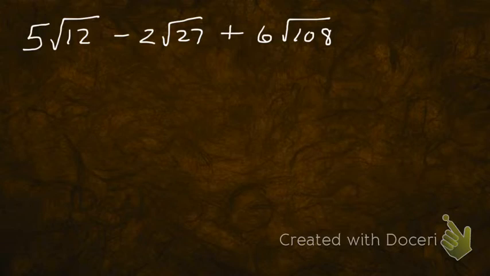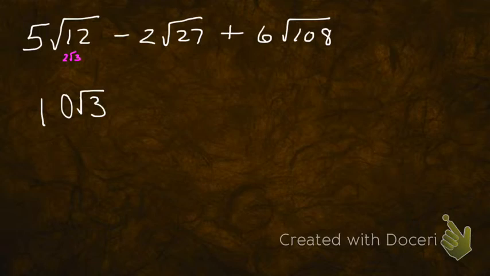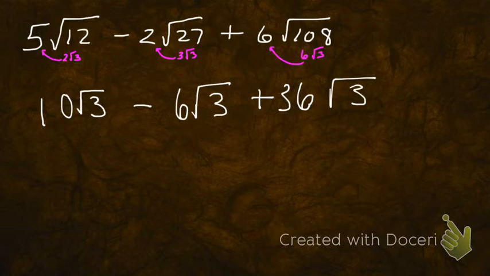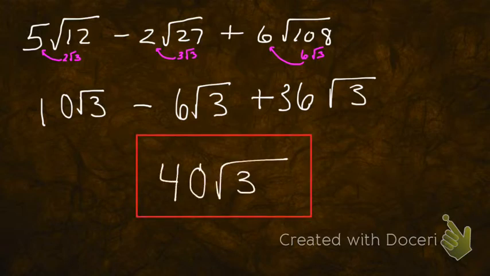When you simplify root 12, you get 2 root 3 times the 5 makes it 10 root 3. In the middle, you get 6 root 3 because you had 3 root 3 times 2, making it 6 root 3. For 108, we have 6 root 3 times 6, which is 36 root 3. 10 minus 6 is 4. 4 plus 36, 40 root 3. Questions there?